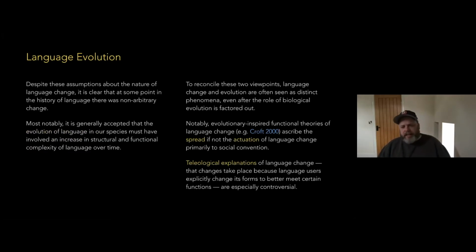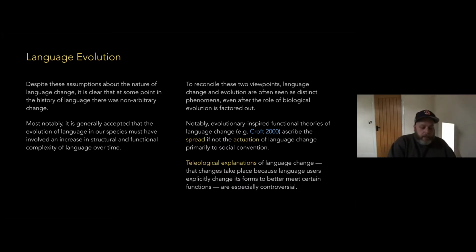I also want to tie into this topic of language evolution. This talk was originally scheduled, or at least a version of it was originally scheduled, to be presented at the EvoLang conference, so I want to tie that in here too. I think it's really important to say, despite what I just said, that a lot of people think language change is essentially arbitrary, I think everyone agrees that in the history of language, there was non-arbitrary change.